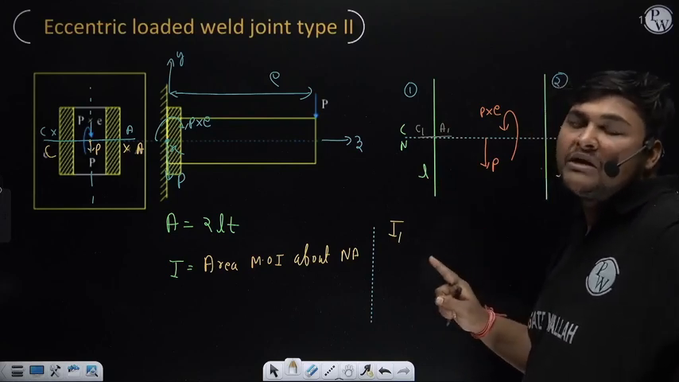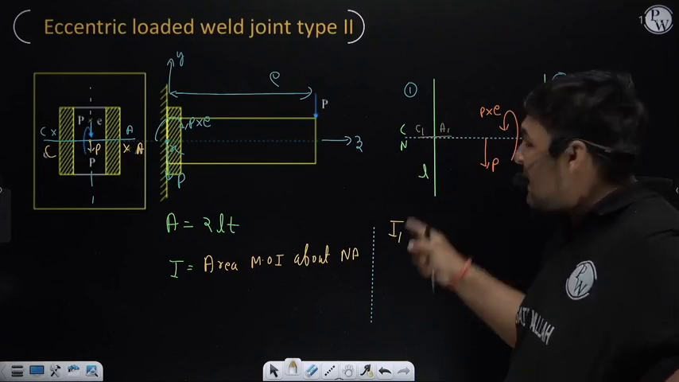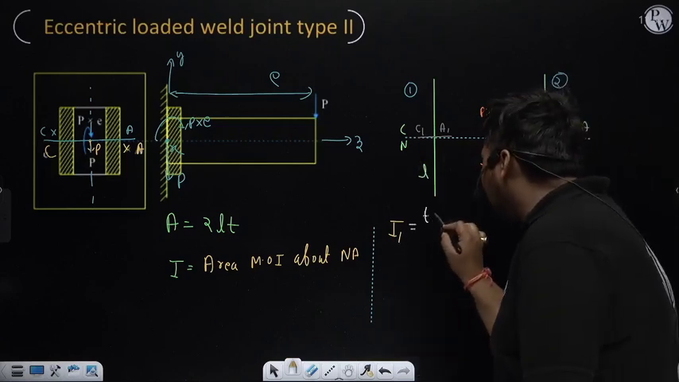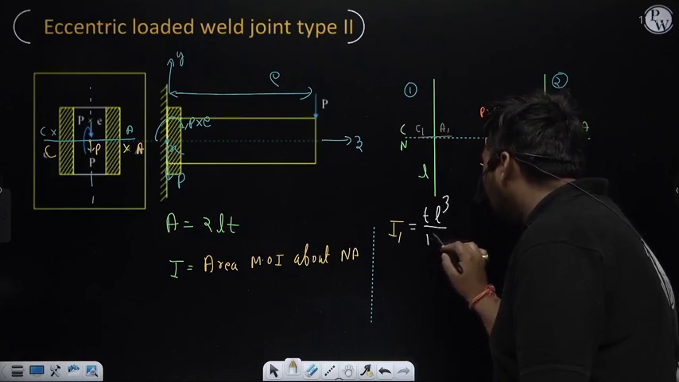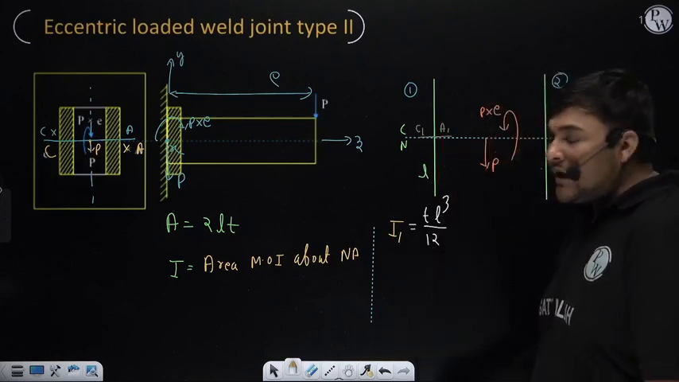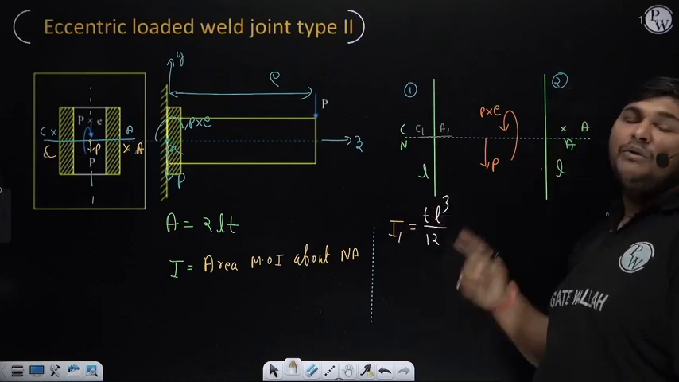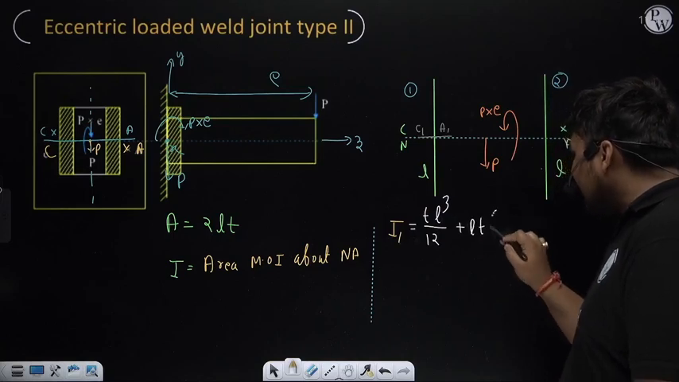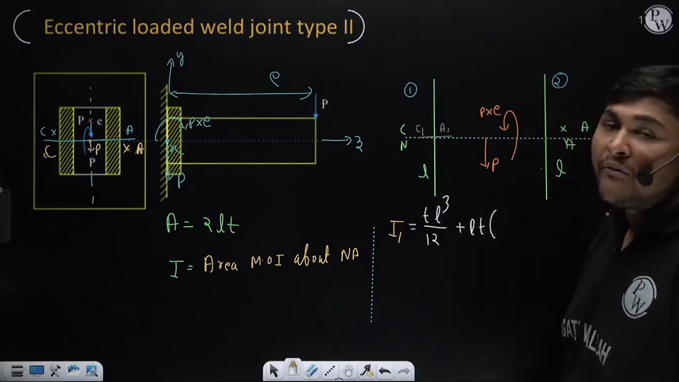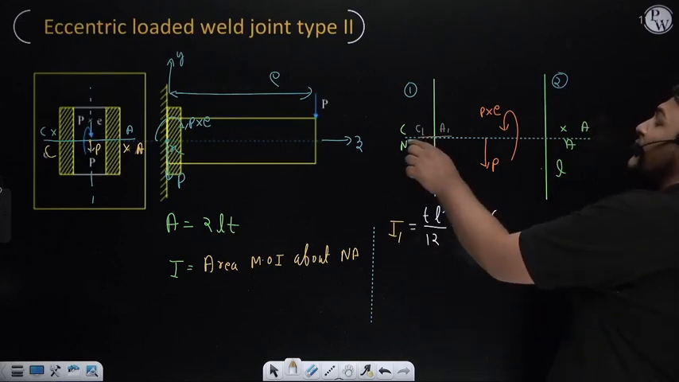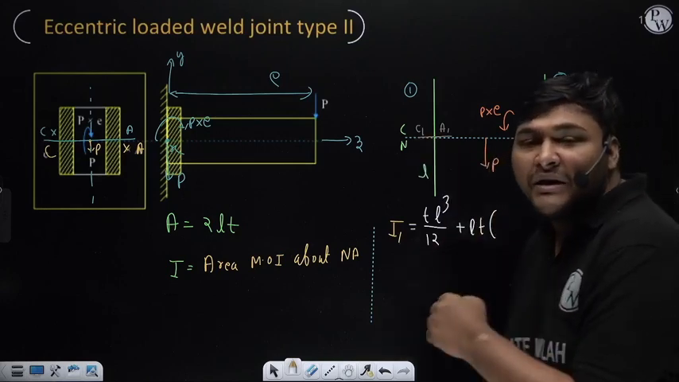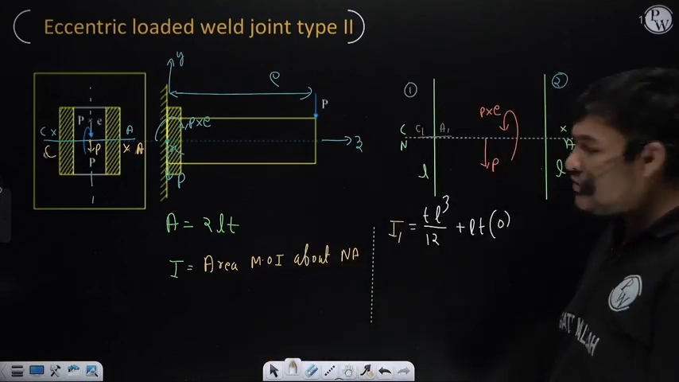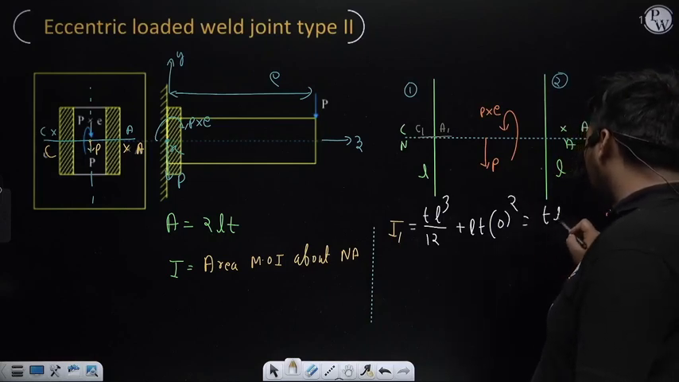So the area moment of inertia of weld 1 about its centroidal axis C1A1 will be BH cube by 12. Here B is T and H is L, so TL cube by 12. But it is about C1A1. Now to calculate the area moment of inertia of weld 1 about the neutral axis, we will apply the parallel axis theorem. For that, we add the area of weld 1, which is LT, into y dash square, where y dash is the perpendicular distance between C1A1 and the neutral axis. But right now C1A1 is coinciding with the neutral axis, so the perpendicular distance between these two lines is 0 and its square is 0. So it is coming exactly equal to TL cube by 12.